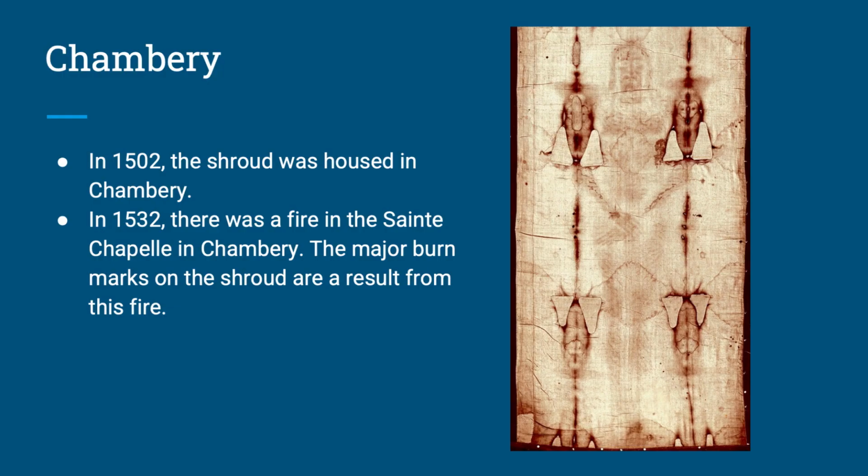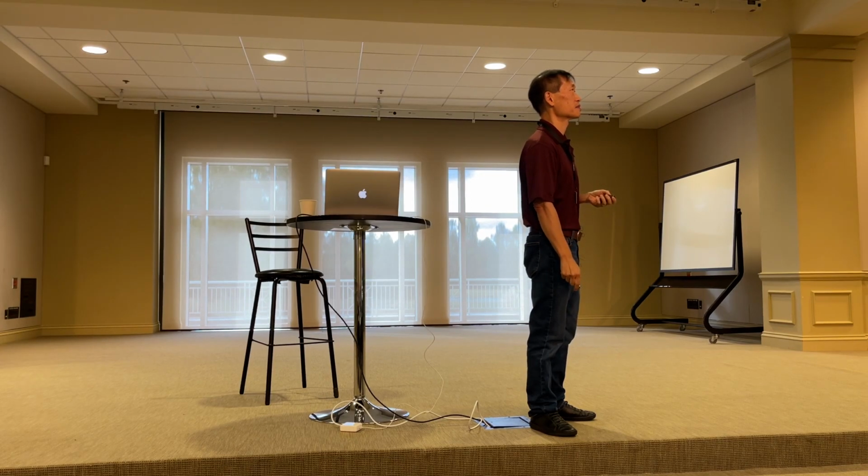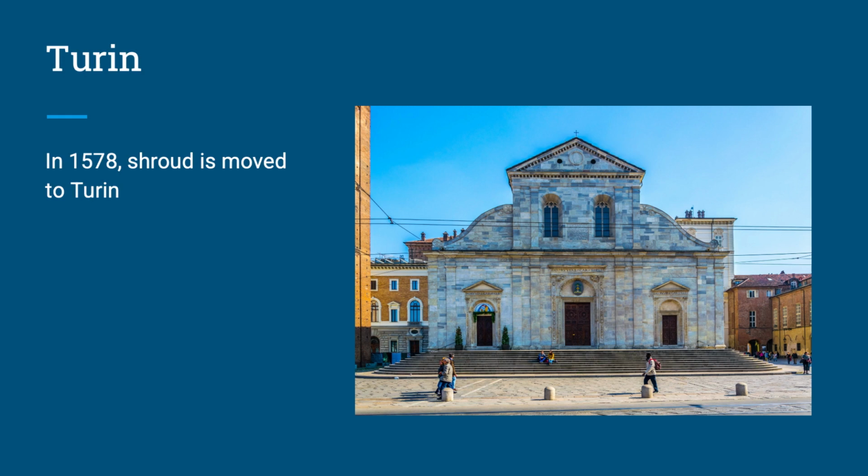In 1502, the shroud was housed in Chambéry. In 1532, there was a fire there. And we see all the major burns here. These major burns are from that fire in 1532. And then in 1578, the shroud is moved to Turin, where it resides to this day.